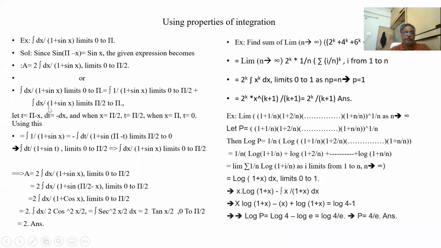Let us derive the same formula here. Let it be split into two limits, 0 to pi by 2 and pi by 2 to pi. Here t is pi minus x, so dt becomes minus dx. When x is pi by 2, t becomes pi by 2. When x is pi, t becomes 0. Substituting, we get minus integral dt by 1 plus sin of pi minus t, limits pi by 2 to 0. I can change the minus, so this becomes integral dt by 1 plus sin t, limits 0 to pi by 2. That means 2 into integral 0 to pi by 2 dx by 1 plus sin x.